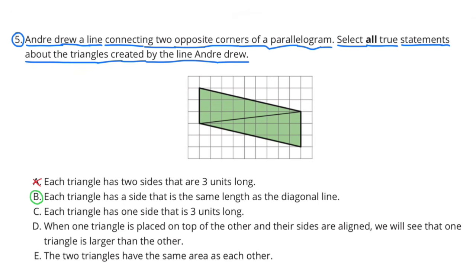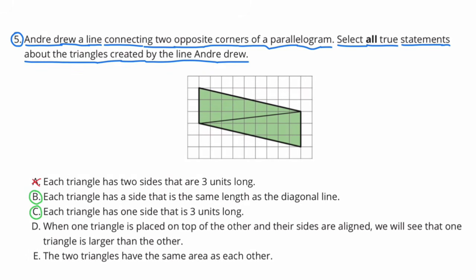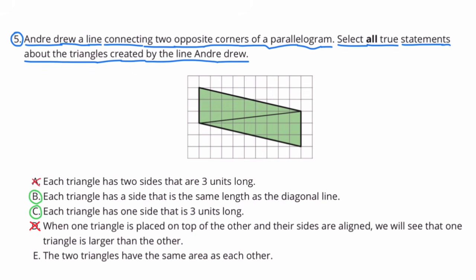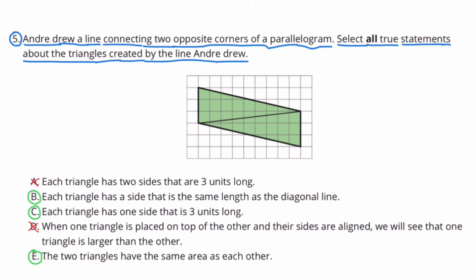C. Each triangle has one side that is 3 units long. That's true. D. When one triangle is placed on top of the other and their sides are aligned, we will see that one triangle is larger than the other. That's not true. Both the triangles would have the same area and be the same size. E. The two triangles have the same area as each other. That's true.